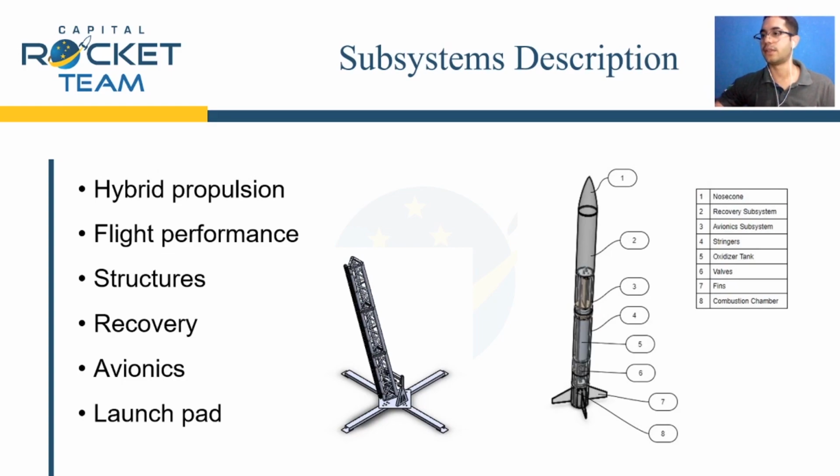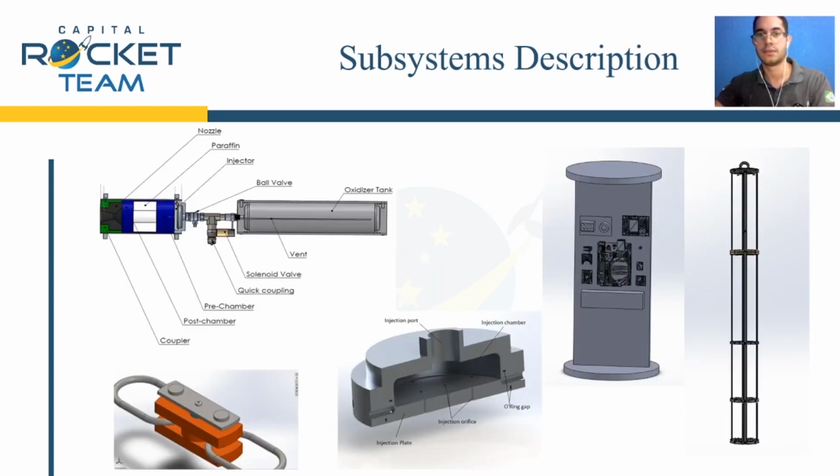Recovery. For the recovery system, a drogue deployment for a parachute will be used in the same module. The ejection system will be pyrotechnic, using gunpowder. In the figures, you can see the propulsive system, the tender descent mechanism from the recovery system, the injection chamber, avionics modules, and the stringers.